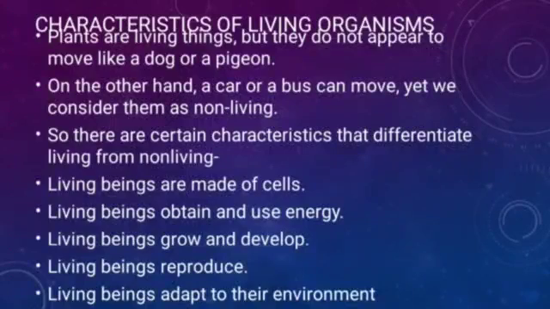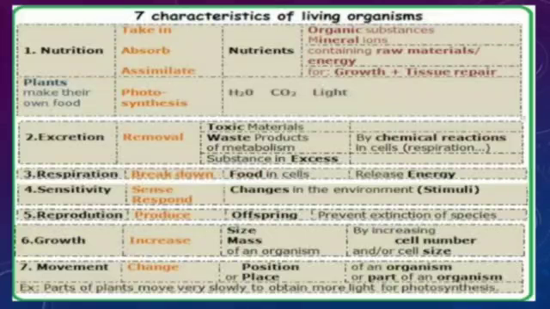Living beings are made of cells. Living beings obtain and use energy. Living beings grow and develop. Living beings reproduce. Living beings adapt to their environment. So I will explain all these characteristics one by one. Here are some characteristics of living things.